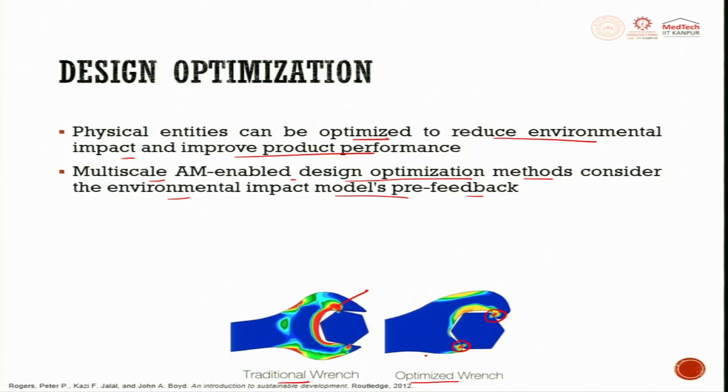So this is how the function is to hold the nut, to provide enough strength to the head of the nut or bolt so that we can rotate it and open it. The traditional wrench is designed in this way. The optimized wrench has a design in which the strength of the material is more. Even this portion, if you see, is not even in contact with the nut, but it is still facing an equivalent force as is faced at the contact points.